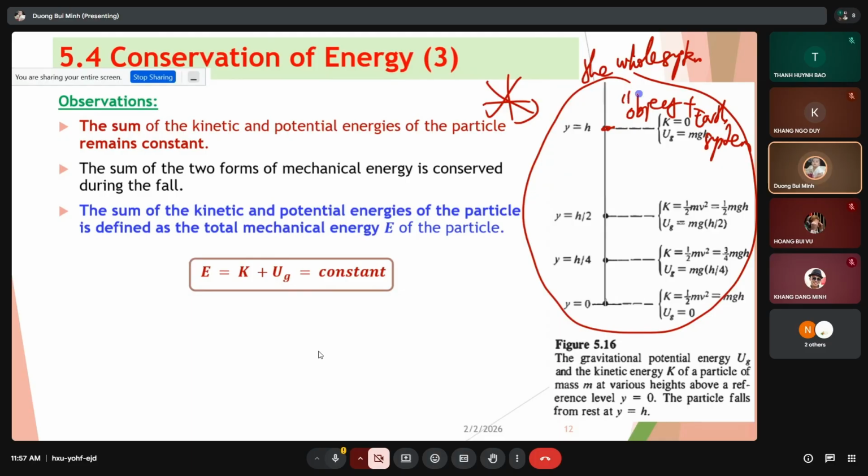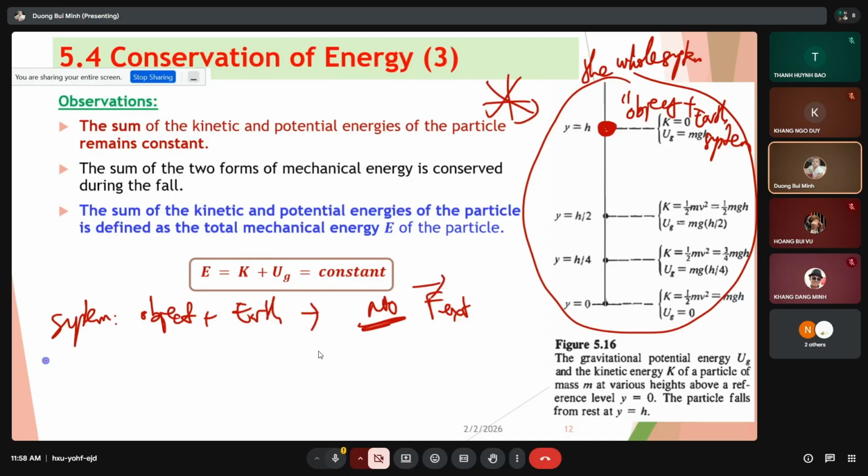If you only consider the system as the object, we have an external force, right? The external force will be gravitational force. Again, if the system is the object plus Earth, there is no external force. If we define the system as the object only, we have external force, and the external force will be gravitational force.